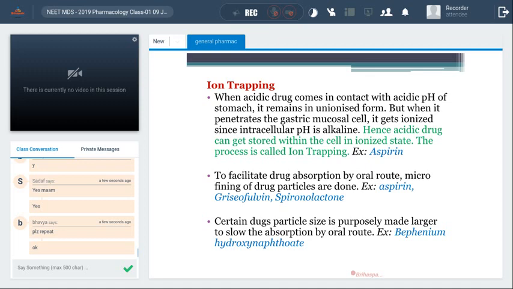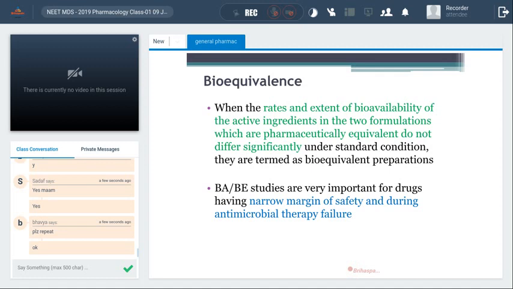And sometimes I don't want the effect to be faster. I want the effect to be slow. So I increase the particle size of the drug, which is seen for bephenium hydroxynaphthoate. It's an antihelminthic drug, which is given for treatment of worms. So here I want the effect to be slow and long lasting. So I increase the particle size. Okay. So there are cases where you reduce the particle size, and there are cases where you increase the particle size also.